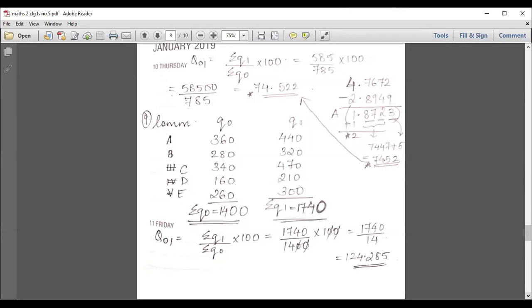I've cancelled the zeros over there. So what remains is 1740 upon 14. This is simple division. There's no need to solve by log. You can solve that simply by the method of division. But if you solve it by log also, you'll get the same answer. So, following the concept we started today.